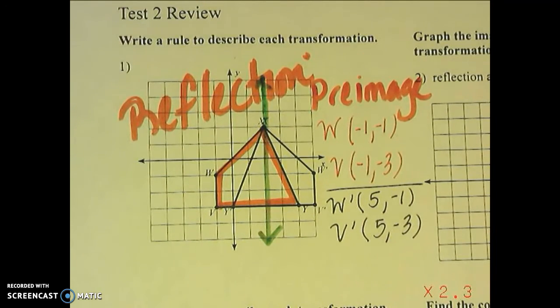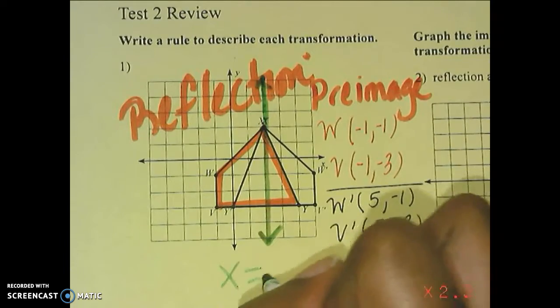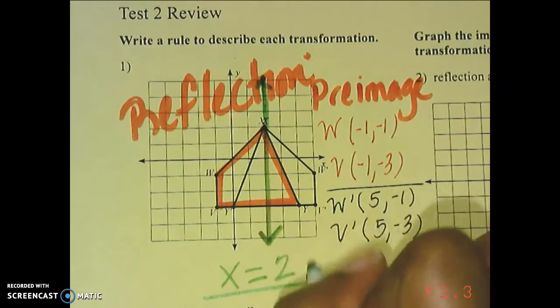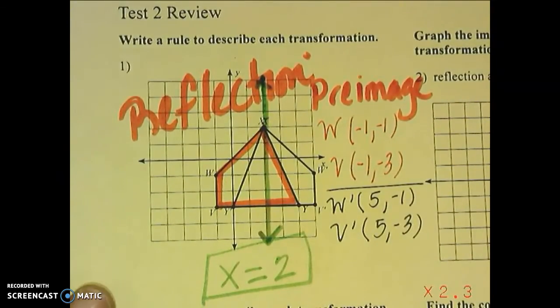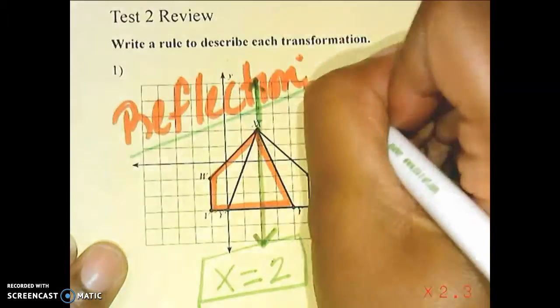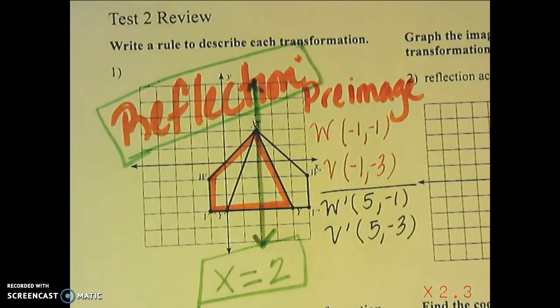Doesn't matter what the Y values are. This is the line where X is equal to 2. So this is a reflection where the line is X equals 2. Pause the video if you need to write that down.